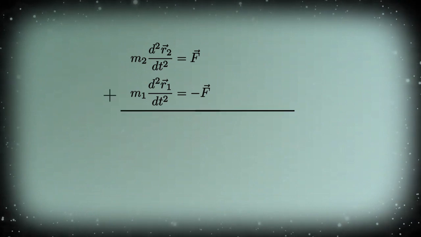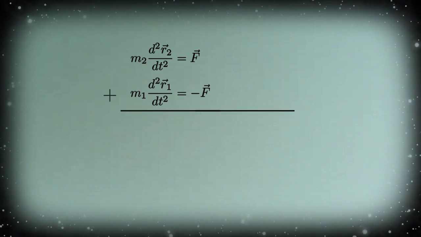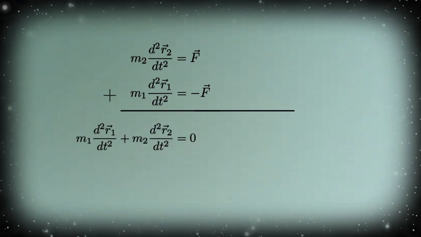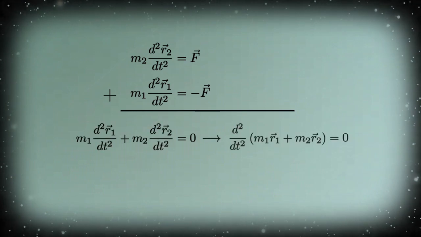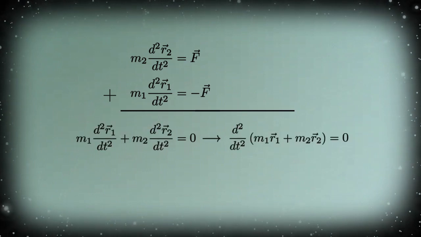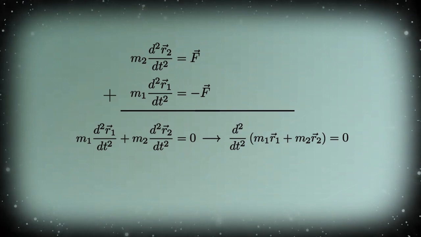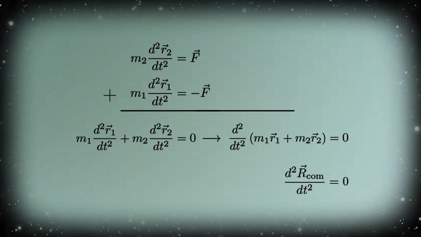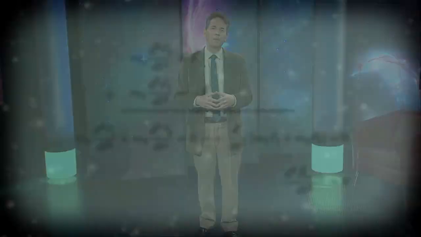Now let's add these equations. The right side is 0, and the left side can be rewritten as the second derivative of m1r1 plus m2r2. That's proportional to the center of mass vector. So we've just proven that the location of the center of mass doesn't accelerate. The two stars pull each other around, but the center of mass moves in a straight line at a constant speed.